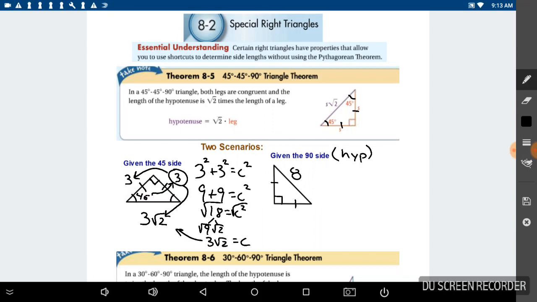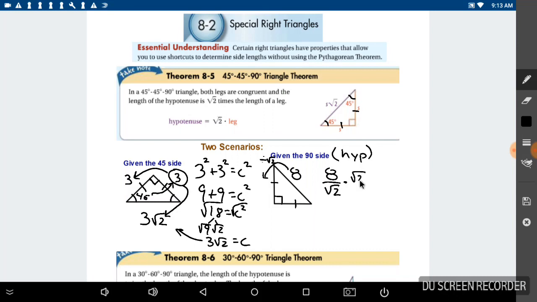Again, you could use the Pythagorean theorem, but there's a shortcut. Instead of multiplying by the square root of 2, you're going to divide by the square root of 2. So it looks a little something like this: 8 divided by the square root of 2. Now, square root of 2 is an irrational number. You don't want to divide by irrational numbers. Your algebra teachers taught you this. So you want to rationalize this denominator.